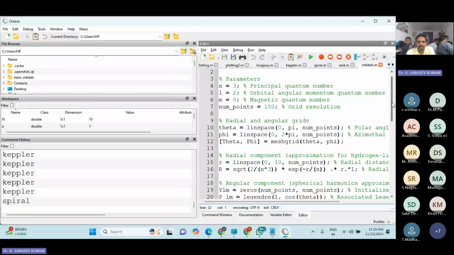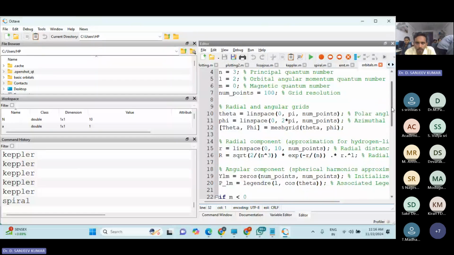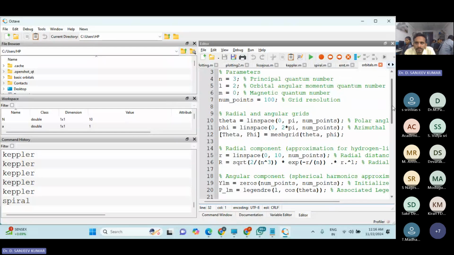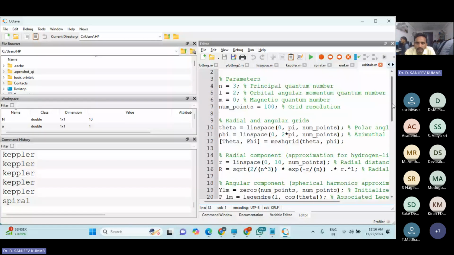So I mean, don't need to write this program. I'll share it. I'll explain it and I'll share the code. So here theta is considered to be varying from 0 to pi, and phi value is varying from 0 to 2 pi. And a mesh grid is created with theta and phi.